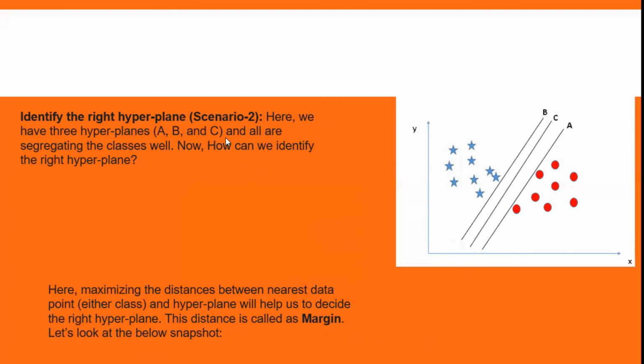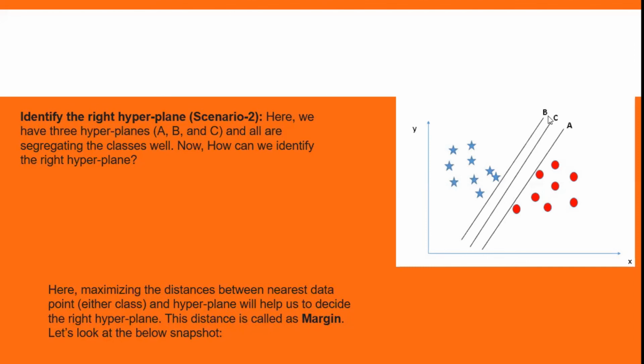Now identify the right hyperplane in scenario 2. All data values are here. Shall we go for A, B, or C? Which one to be considered? Here, maximizing the distance between the nearest data point and the hyperplane will help us to decide the right hyperplane. This distance is called the margin. The maximum distance between the nearest data point, of either class, and the hyperplane will help us decide.